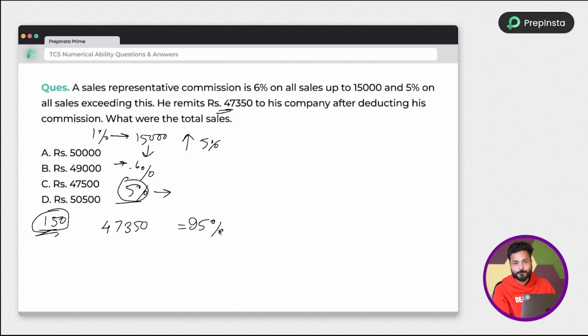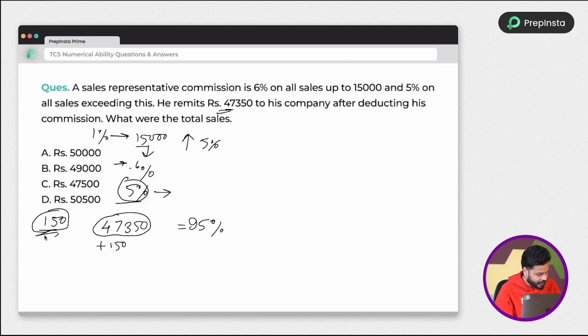Yes or no? This amount is 95%. Plus what? 150. Do you understand now? Okay, are you confused? Let me come again. See, what I'm doing is, I'm saying 5% overall. So what I'm saying is, whatever sale he has done, of that he's deducting his 5% and giving the rest to his company. So this is the amount that he gave to his company.